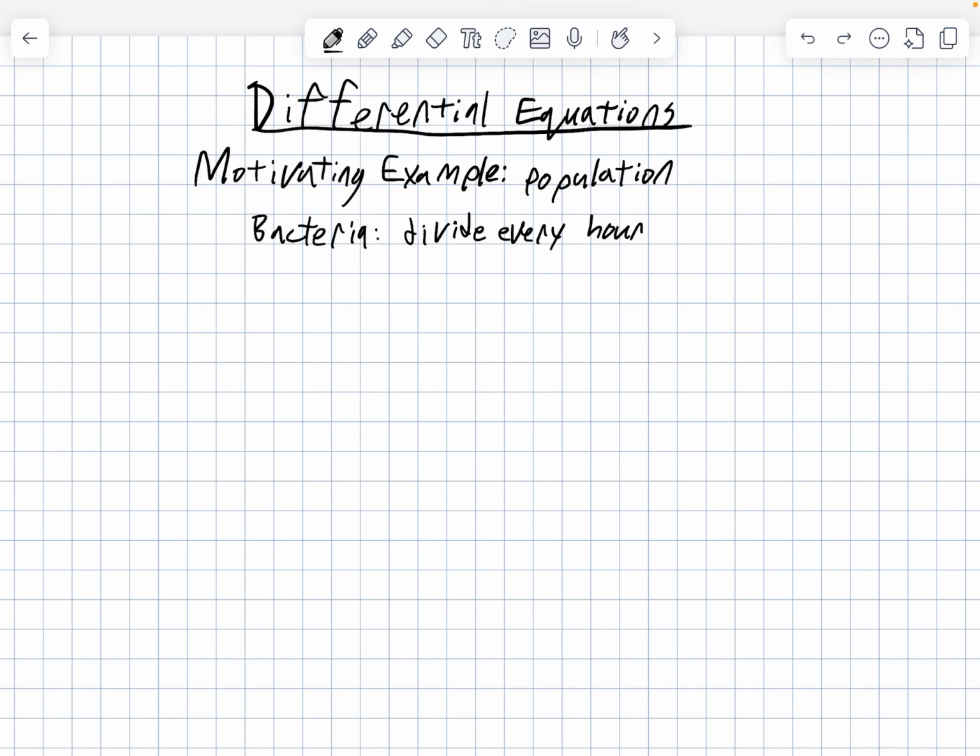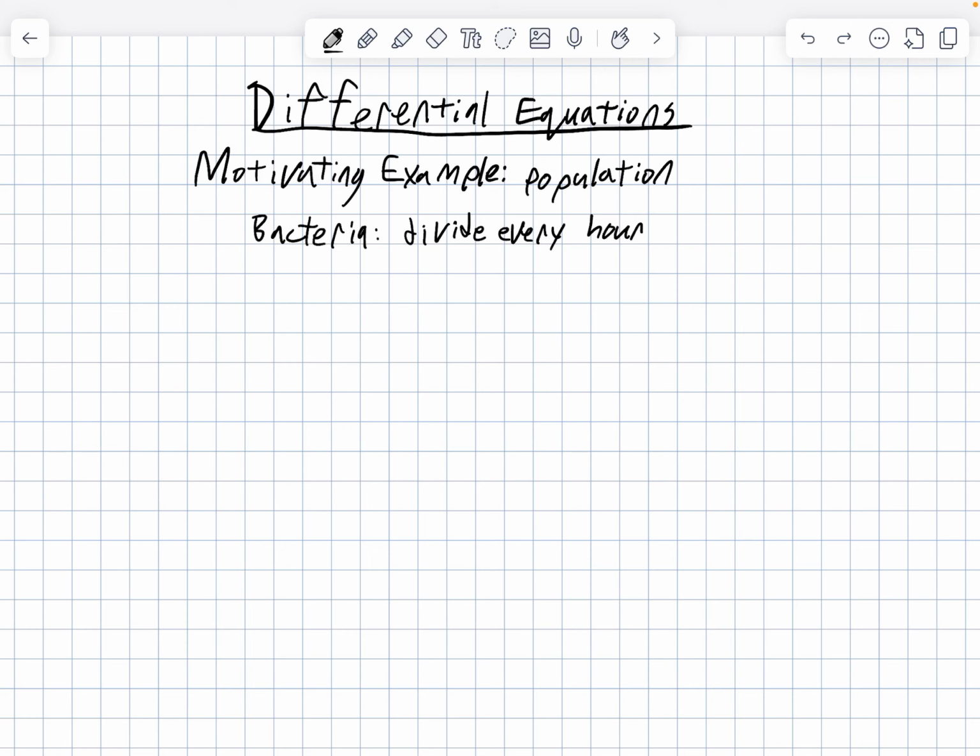And it should be pretty clear from this that the number of bacteria we have will determine the rate at which the population is increasing. The more bacteria we have, the more of them can divide during that hour. And so we want to therefore talk about the rate at which the bacteria are dividing, but that'll be in terms of the number of bacteria we have.